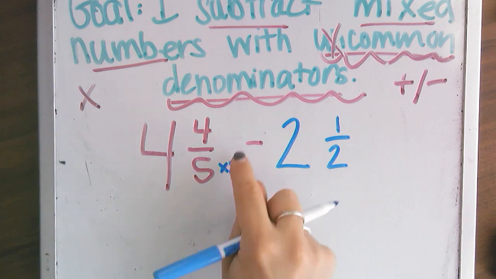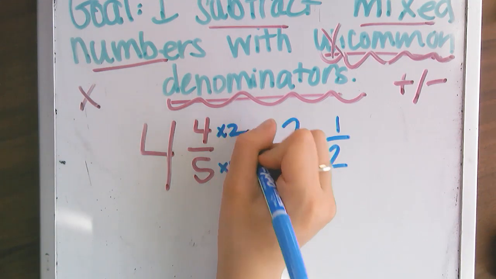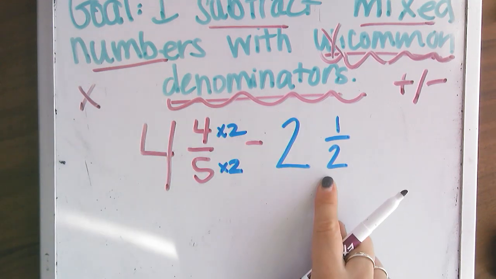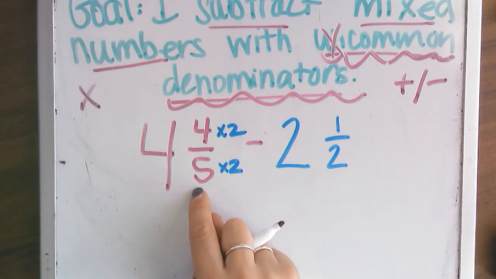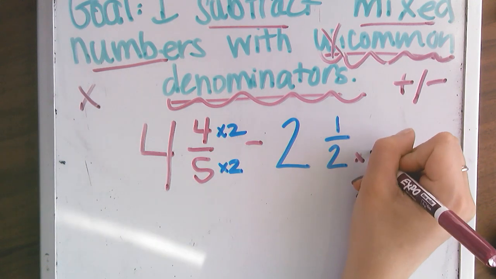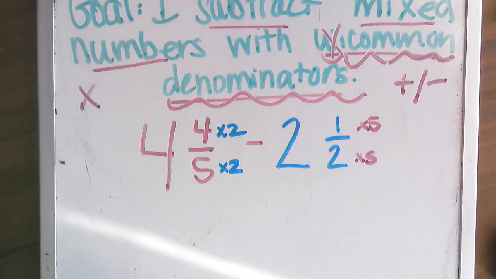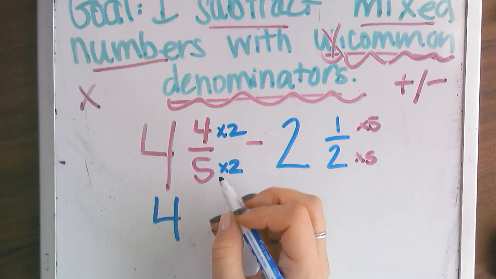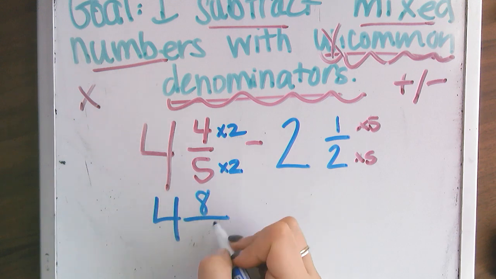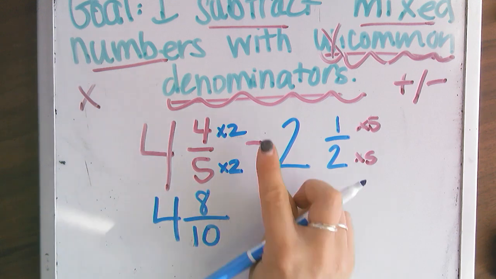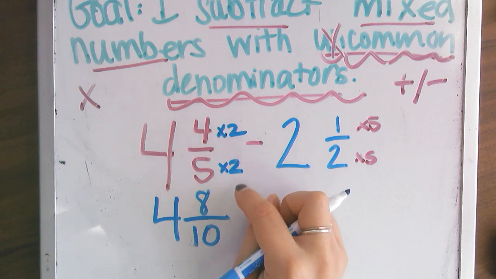Whatever you do to the bottom, you must also do to the top. Over here, do the same thing. So I need to multiply times 5. So times 5, times 5. Whatever you do to the bottom, you must also do to the top. So this turns into 4 8/10 once we multiply.